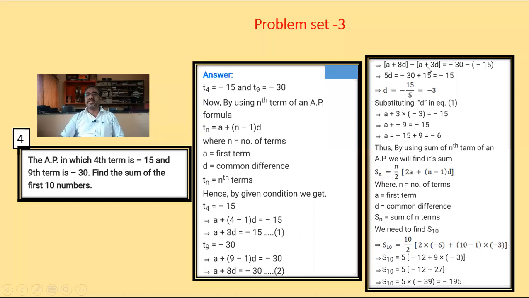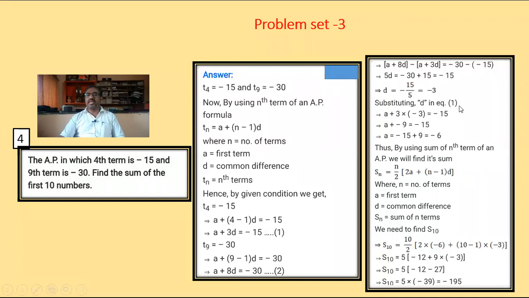a plus 8d minus a plus 3d is equal to minus 30 minus of minus 15. Here a minus a gets 0. 8d minus 3d is equal to 5d. Minus 30 minus minus is plus, 15. Minus 30 plus 15 is equal to minus 15. Therefore, 5d is equal to minus 15. 5 goes to the RHS, then we get divide. d is equal to minus 15 upon 5. 5 threes are 15. d is equal to minus 3.